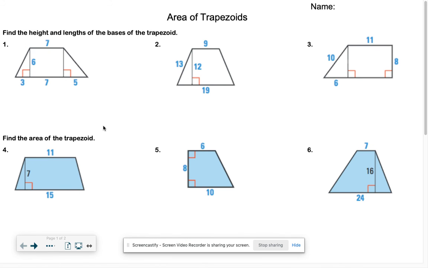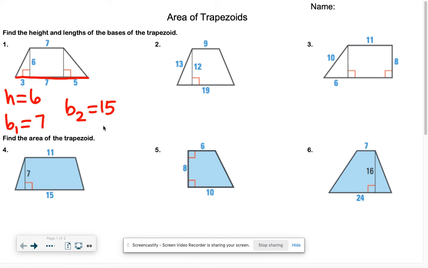Okay, number 1 through 3, we're just finding the heights and the bases. You're not even finding the areas. Don't do more work than you have to. So number 1, what's your height? 6. And then what's one of our bases? 7. And what's the other base? 7. Ooh, no. What would this whole bottom be? 15. And that's it. That's all they want.